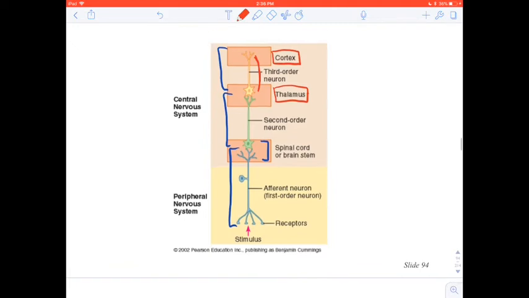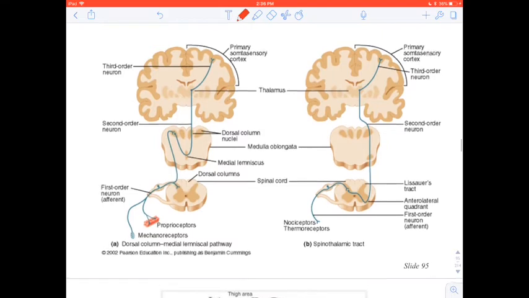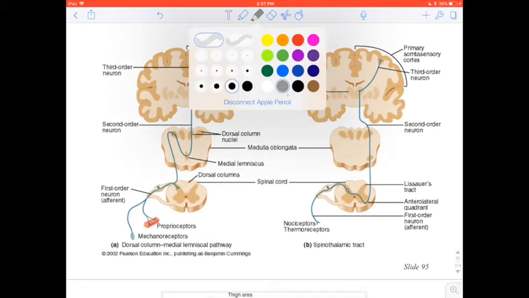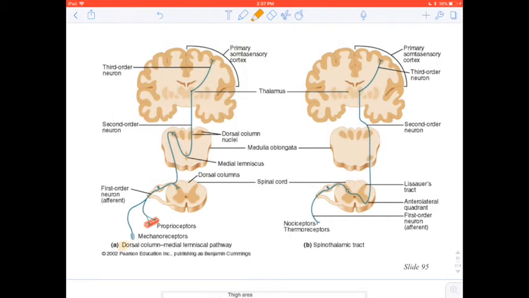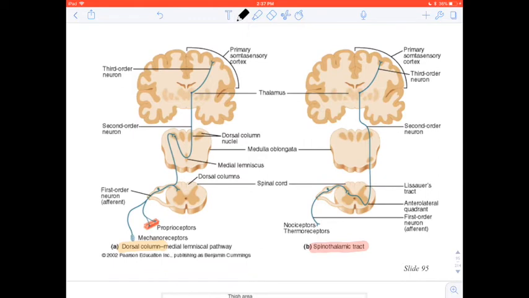All right, and this brings us to our two different tracks. I'll highlight the names really quick. We have our dorsal column pathway, and then we have our spinothalamic, or the anterolateral spinothalamic. Our first one, the dorsal column, we'll call the touch pathway. This is going to be things like fine touch, feeling your pen, light pressure, things like that. This is the dorsal column pathway.